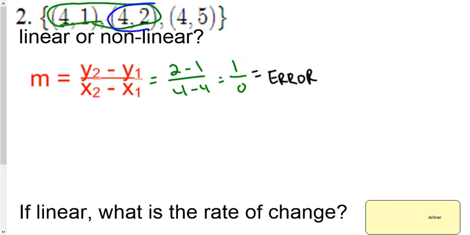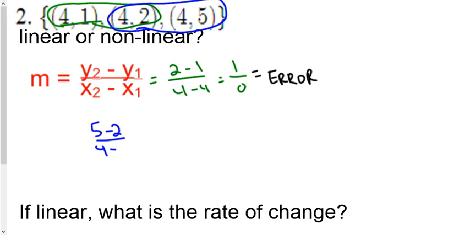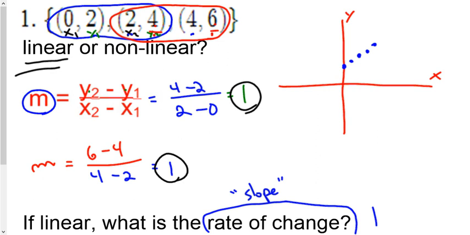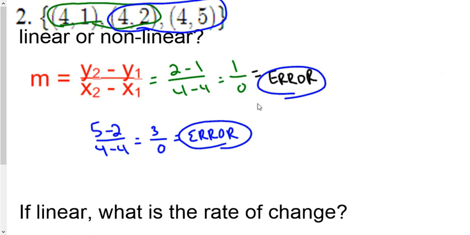Now I come to my second set of points here. I don't give up on this just because I got an error. And I say 5 minus 2 over 4 minus 4. So now I get 3 over 0. They're different, but I just said I can't divide anything by 0. It's going to give me another error message on my calculator. And because I get the same error message, same way that we said because I got the same slope off both of these, I got 1, so we called it linear. Because I got the same error message, I'm going to say it's linear.